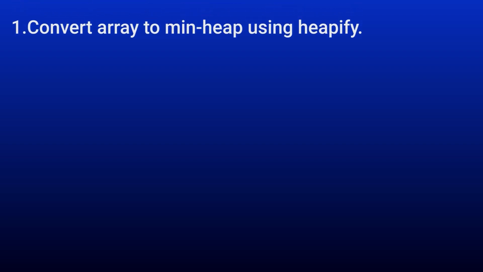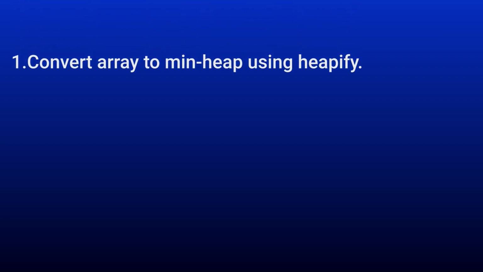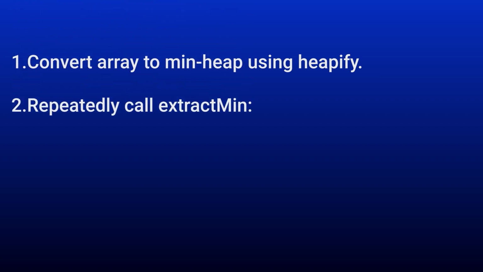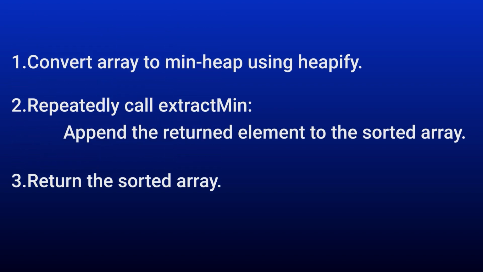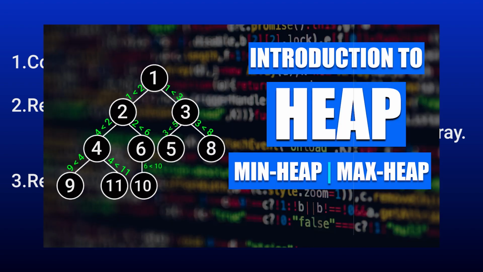Now, with that in mind, let's look at the steps we took to sort the array. First, we convert our array into a min-heap structure by using Heapify operation. Then, we repeatedly call extract min operation, which returns the minimum element in the heap. We then append the returned element to our array. This process is repeated until the heap is empty. This is how Heap Sort works, and if you know the working of heap, then it is very simple. So, I request you to please explore the heap if you do not understand.